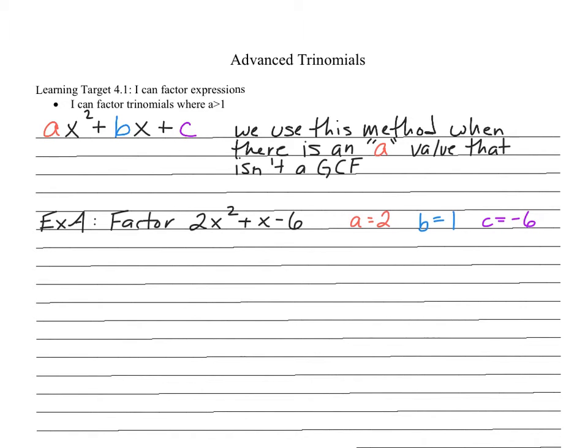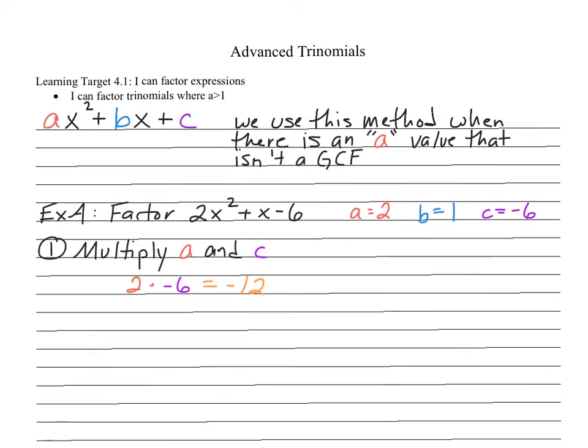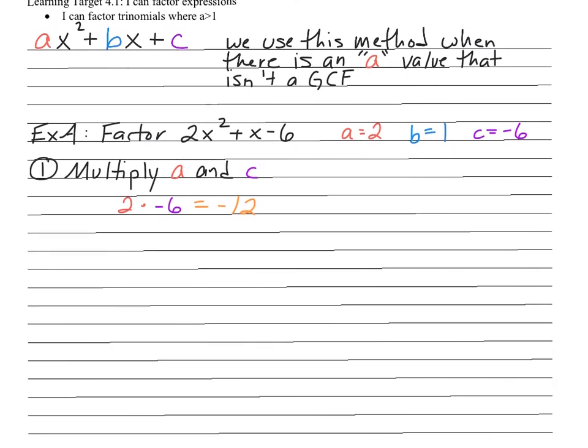Okay. So step 1 is that I'm going to multiply a and c. So I'm going to multiply 2 times negative 6, and I get negative 12.